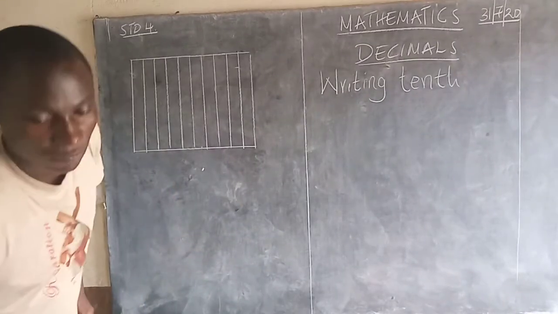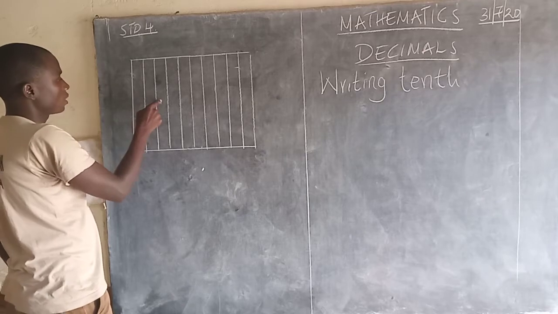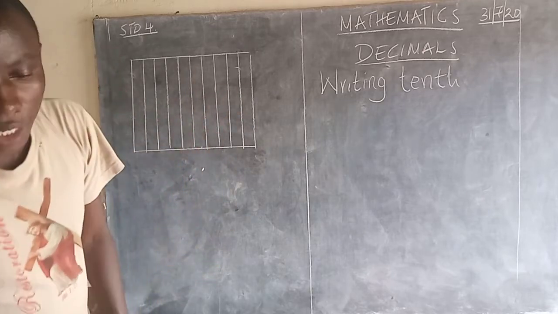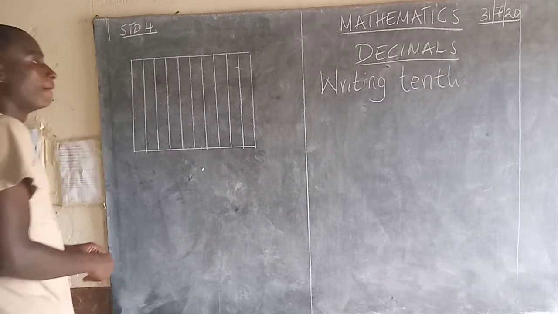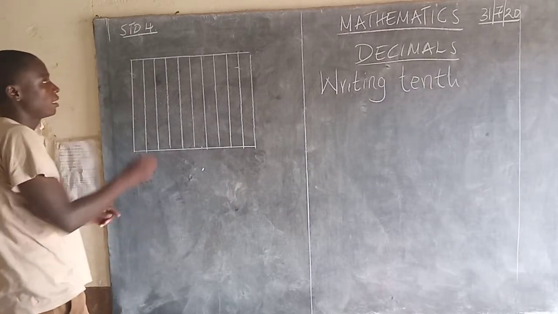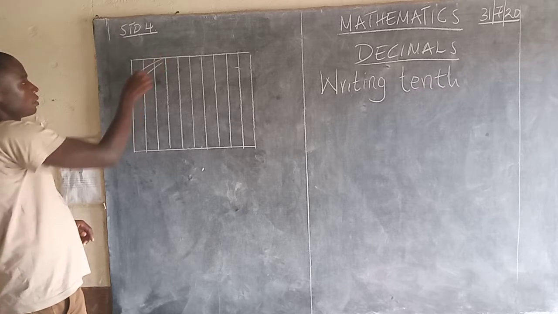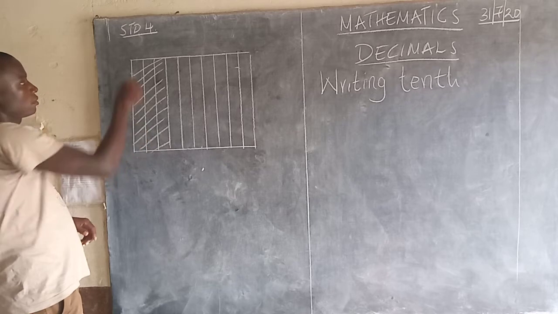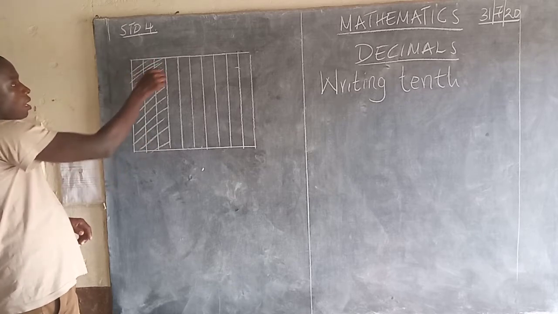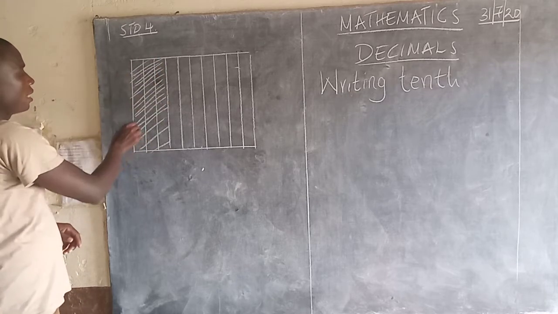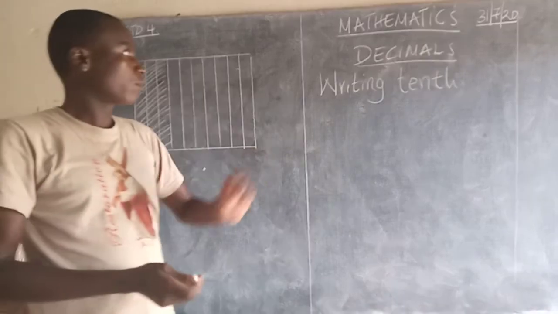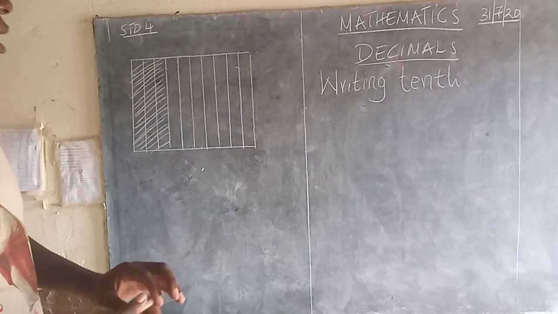Count again, confirm there are 10 parts. 1, 2, 3, 4, 5, 6, 7, 8, 9, 10. There are 10. We are going to shade part of this figure. Let's shade these parts. Under here, let's use the concept we know to come up with how to write tenths.